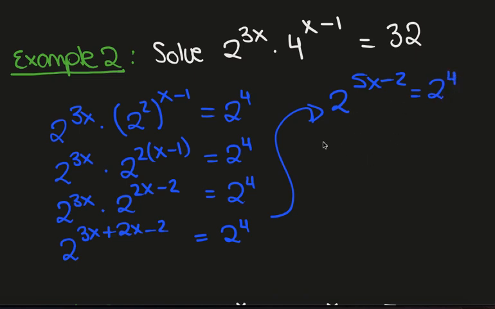Now that the bases are the same, all we need to do is equate the exponents, and we get 5x minus 2 is equal to 4. Taking the 2 over, we get 5x equals 6, and finally x is equal to 6 over 5.